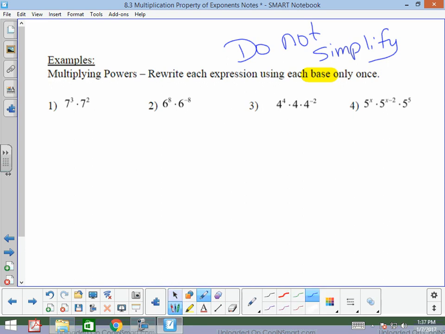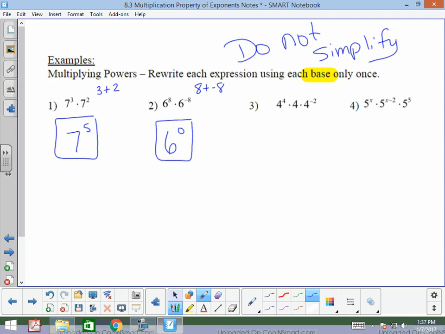So on here, the base is 7, and we're going to add the exponents together. So that's 7 to the 5th. And that's our answer. We're not going to simplify because it doesn't tell us to simplify. It says to rewrite each answer using each base only once. All right, number 2, 6 is the base. We're going to add the exponents together. 8 plus negative 8 is 0. Yes, I know that would simplify to 1, but remember, we're not simplifying in these directions.